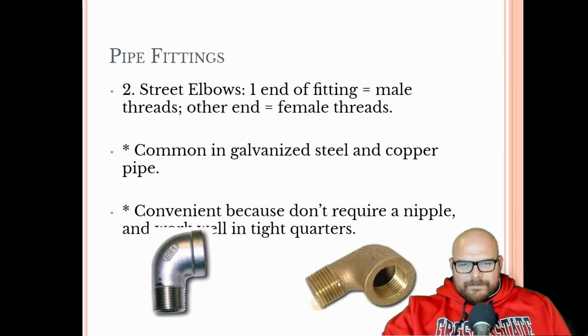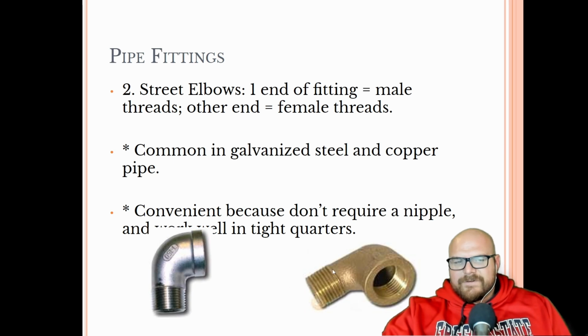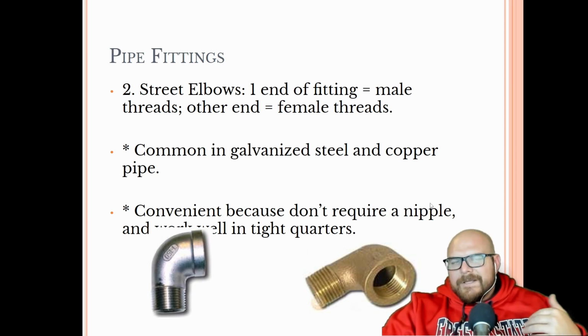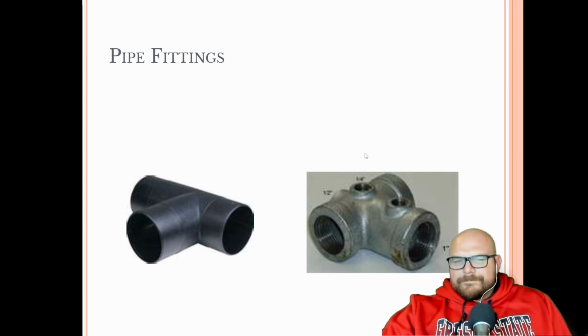These ones are nice because you can use them if you have close quarters. You can thread another pipe right into there without having to use a nipple, a short piece of pipe, to thread into those things. That's why we use them. It's still bending it at a 90 degree. It's just a modified elbow.